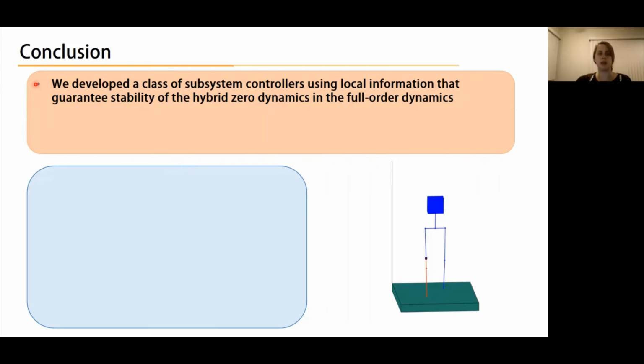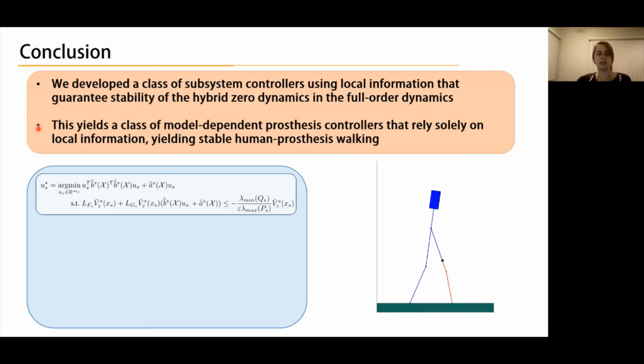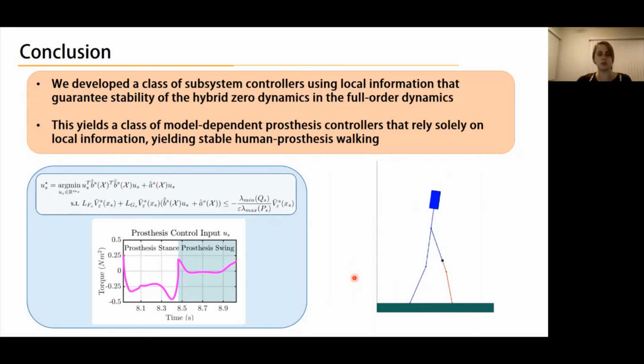In conclusion, we developed a class of subsystem controllers using local information that guarantees stability of the hybrid zero dynamics in the full order dynamics. This yields a class of model-dependent prosthesis controllers that relies solely on local information, yielding stable human prosthesis walking. An example of a controller in this class is this QP that minimizes over the feedback linearizing terms and satisfies our res CLF condition.